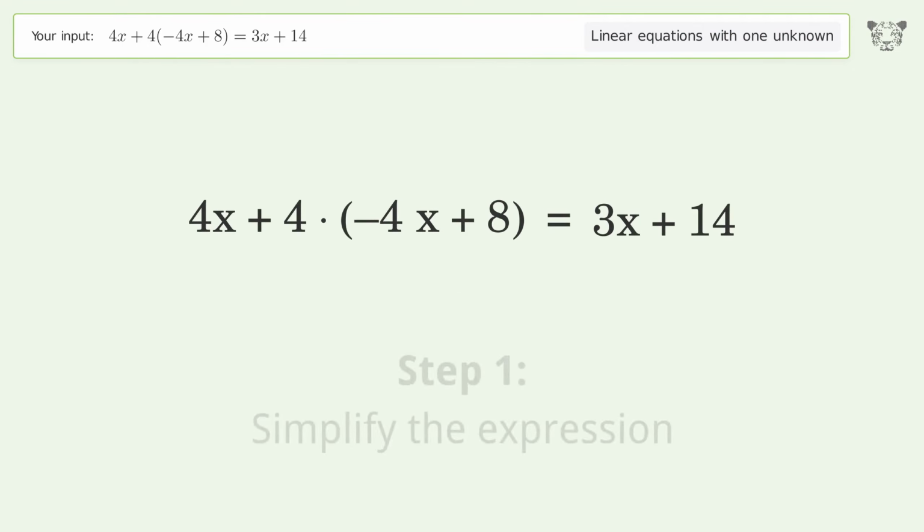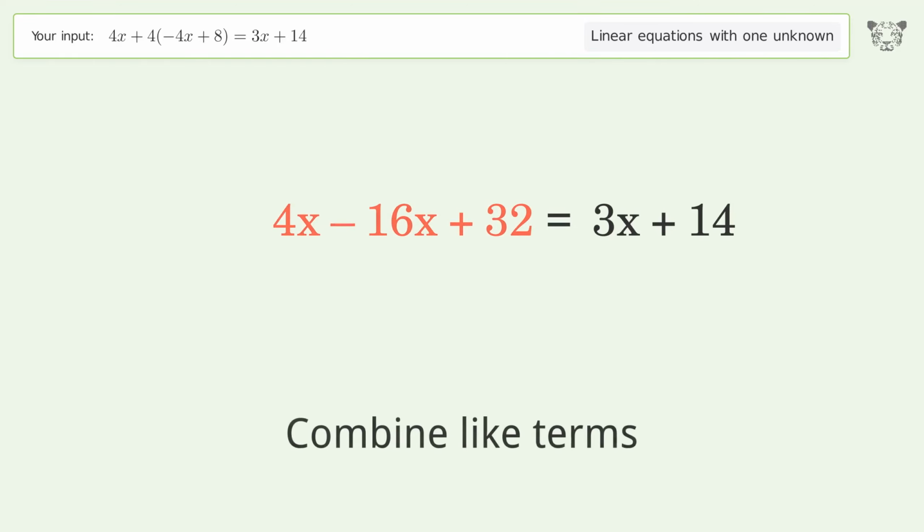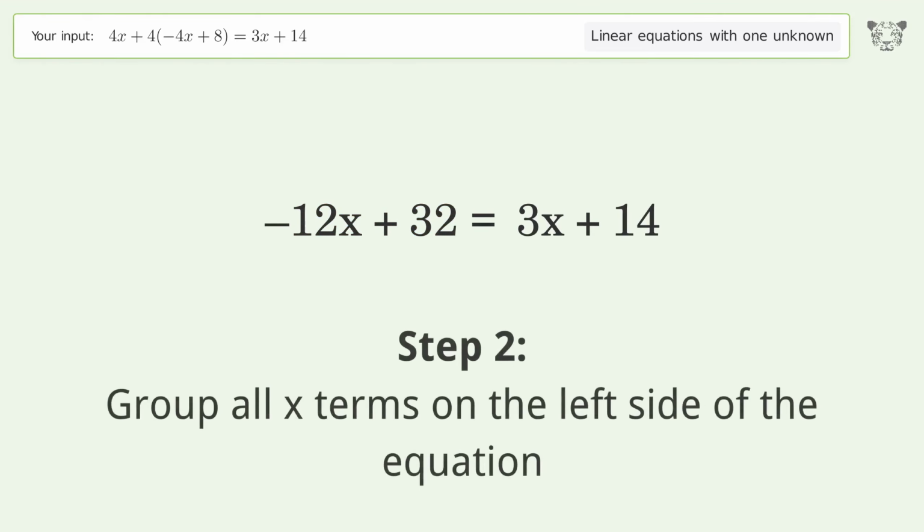Multiply the coefficients. Simplify the arithmetic. Combine like terms. Group all x terms on the left side of the equation.